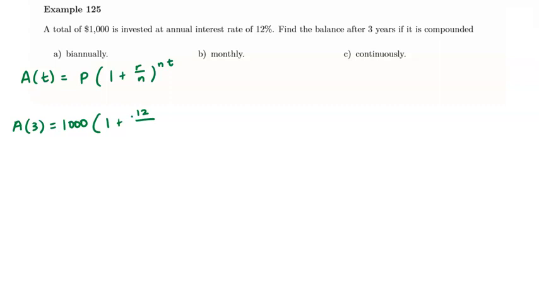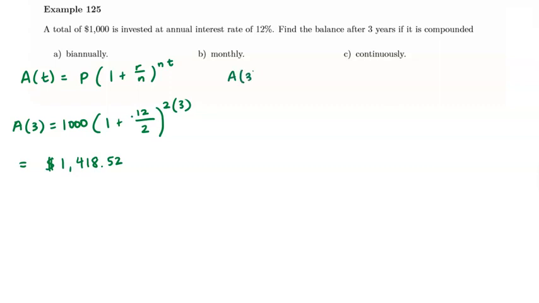If we're compounding biannually, that means we're compounding 2 times per year, so my n value is 2, and then the last thing we can plug in is a t value of 3. Now if you throw that into your calculator, you will find that after the 3 years, you will have $1,418.52.